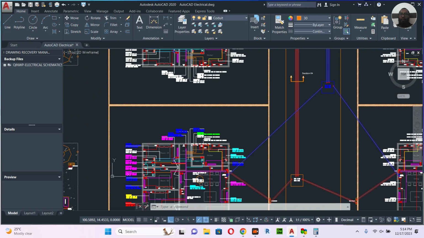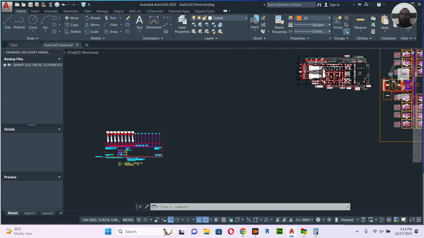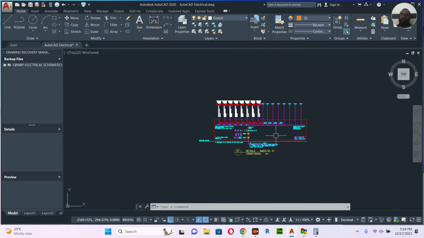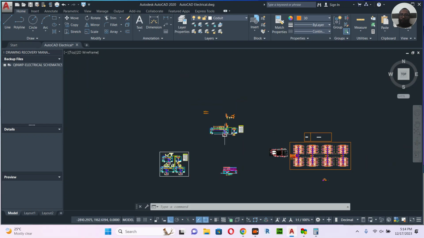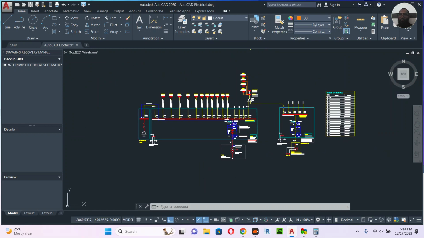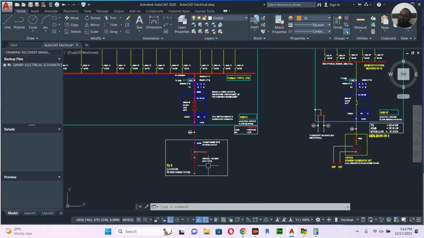So the SMDB will have many DBs, something like this, and we will make one SLD diagram like this, and we will take the total load. How many SMDBs the entire compound, the entire project, has, we will collect here. Make the SMDB single line diagram the same like this, 1 2 3 4 5 6, and it goes to the MDB. In this MDB, it will collect all the SMDB loads and give the total load. As per that load, we will select our transformer.